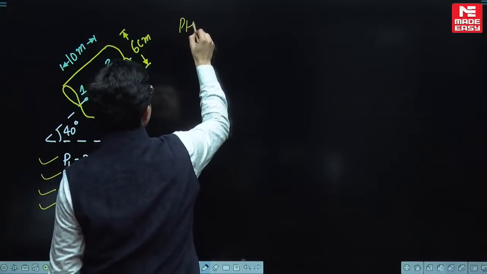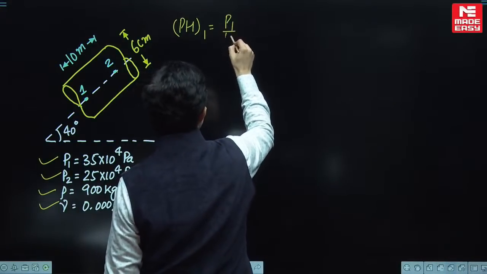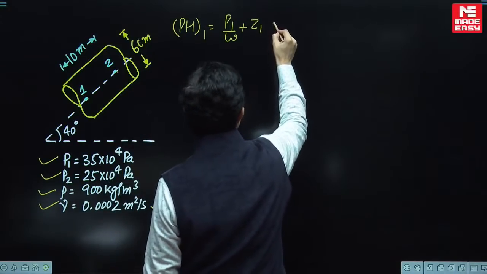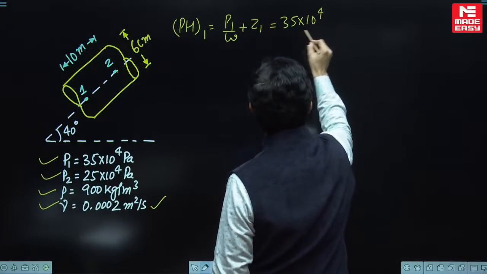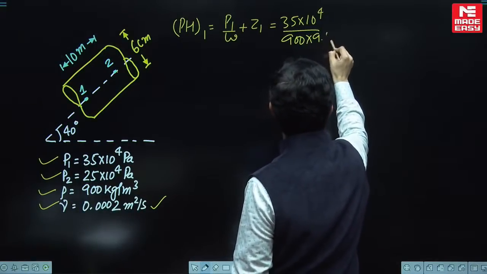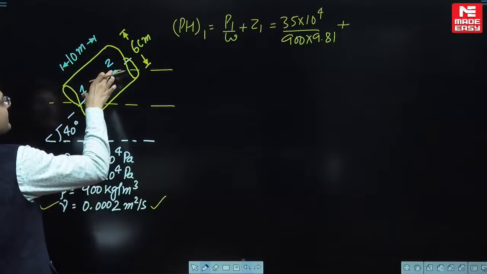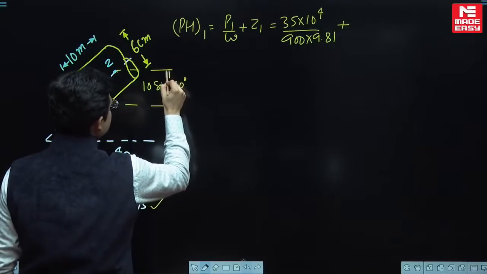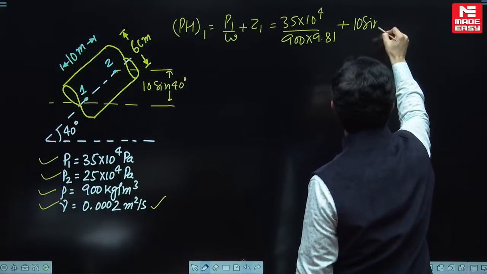So let us go for the piezometric head at point 1. Piezometric head at point 1 is P1 by W plus the velocity head, which you need not take because it will be the same, plus Z1. P1 is 35 into 10 to the power 4 divided by W. Some oil is flowing having a density 900, so 900 into 9.81, plus Z1. While calculating energy you need the vertical distance. This distance is 10 meter, so the vertical distance will be 10 sine 40 degree.